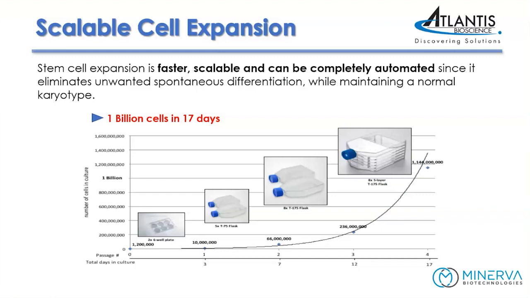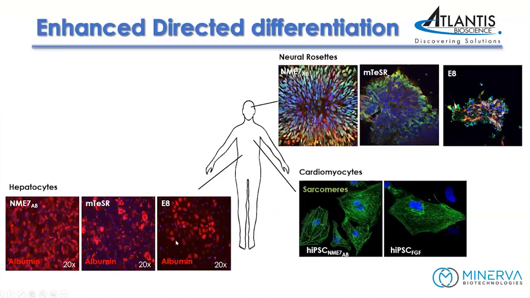Using this media also allows for large-scale production of human pluripotent stem cells. Because in the naive state, the stem cell expansion is a lot faster and scalable, and it can be completely automated because it eliminates unwanted spontaneous differentiation and is still able to maintain a normal karyotype. So basically within 17 days, you are able to make 1 billion cells starting from a 6-well plate.